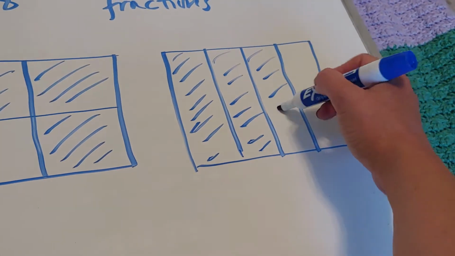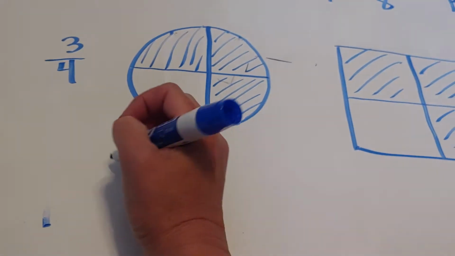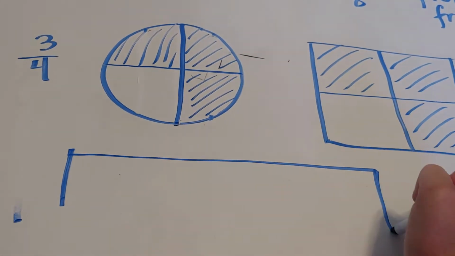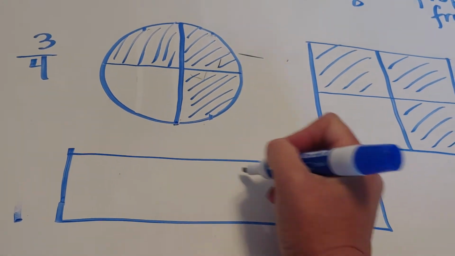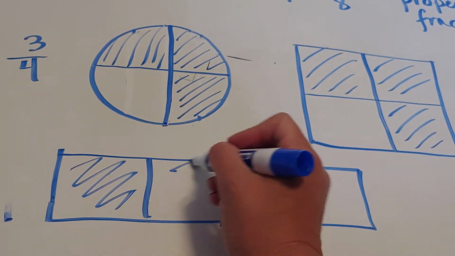You're probably wondering, hey Jen, what about a tape diagram? Okay, I know none of you are wondering that. But yes, you could also use a tape diagram. So here, a tape diagram would be here, and then we'll cut it into 4, and then shade 3 of them.